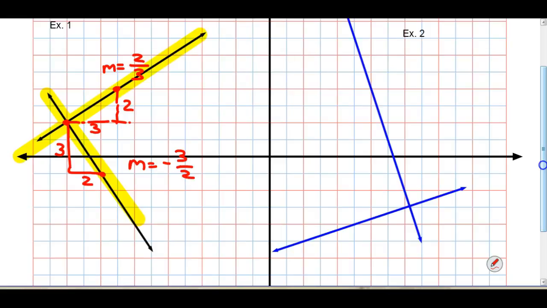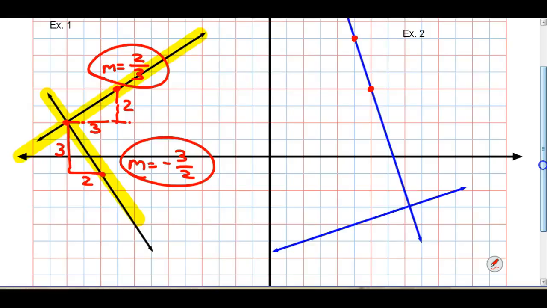What I want you to do now is just think about the relationship between negative 3 over 2 and 2/3. Is there a relationship there? Did something happen? And is it going to happen all the time? So we'll use another example. I heard it flip, and it did. So let's see if it's going to flip again.